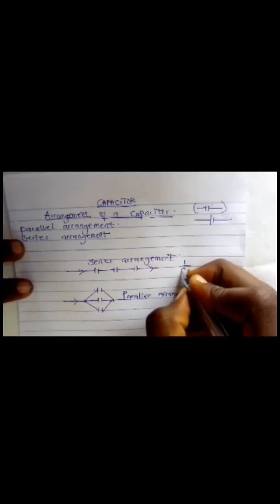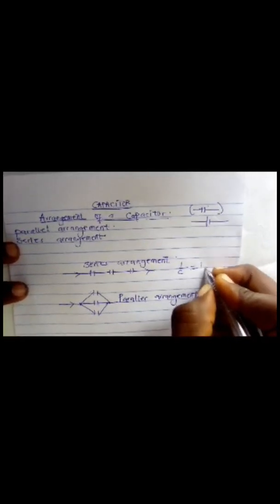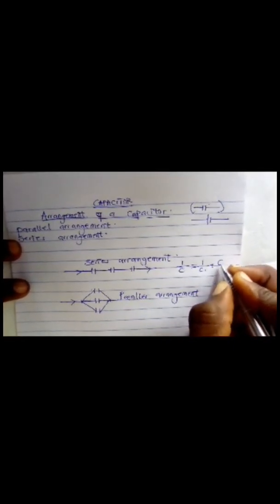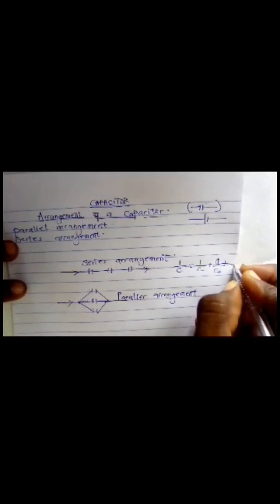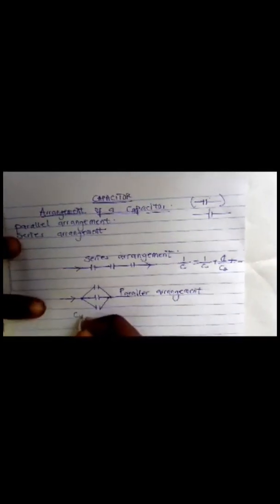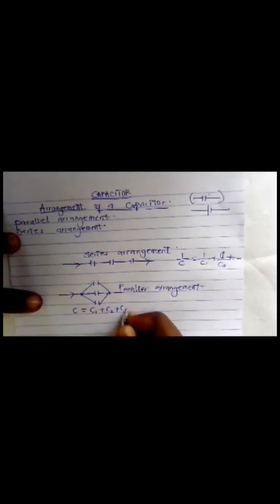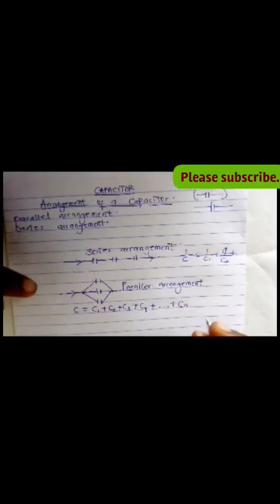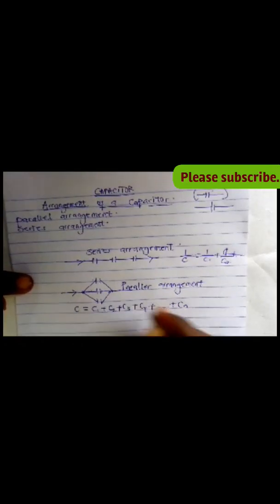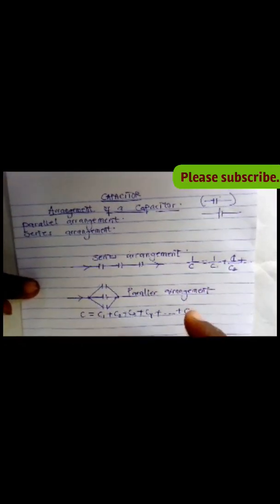There are some things that will come to your mind. In series arrangement, the reciprocal of the capacitance is equal to the reciprocal of C1 plus reciprocal of C2, plus reciprocal of C3, and so on. For parallel, you say C is equal to C1 plus C2 plus C3 plus C4 plus, let me say, plus Cn. So it depends on the number of capacitors that are present.